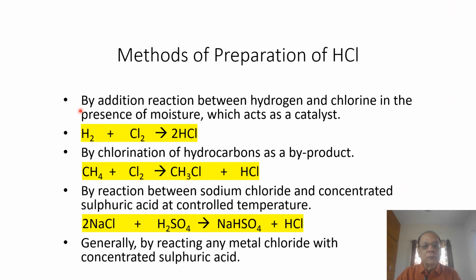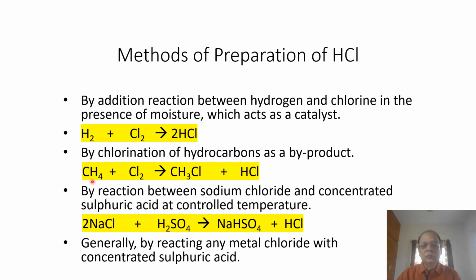Methods of preparation are as follows. By addition reaction between hydrogen and chlorine in the presence of moisture, which acts as a catalyst. So H2 plus Cl2 gives 2HCl. By chlorination of hydrocarbons, as a byproduct, the byproduct is HCl.